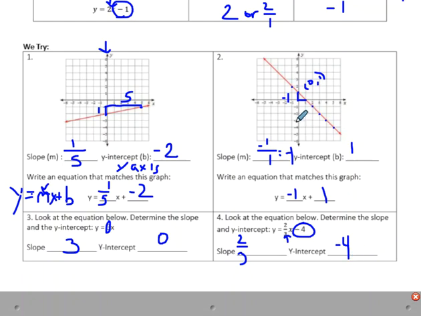Okay, so go ahead and flip the page, and you have 1, 2, 3, 4, 5, 6, 7 problems to do on the back, trying to write in slope-intercept form. Awesome job. Let me know if you need help.